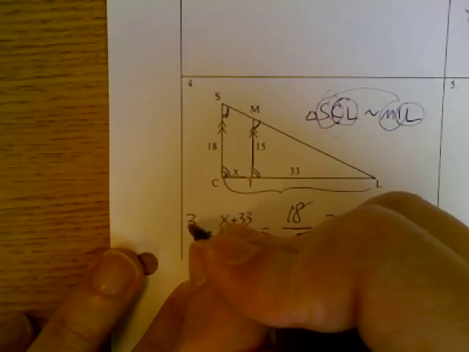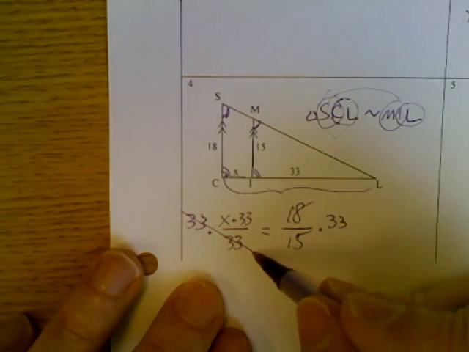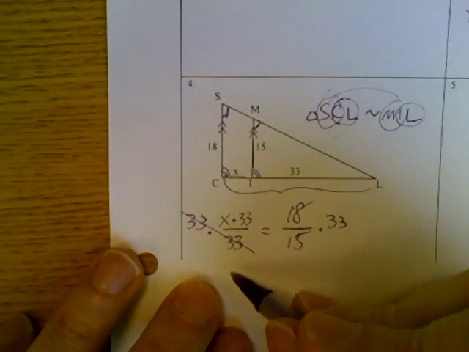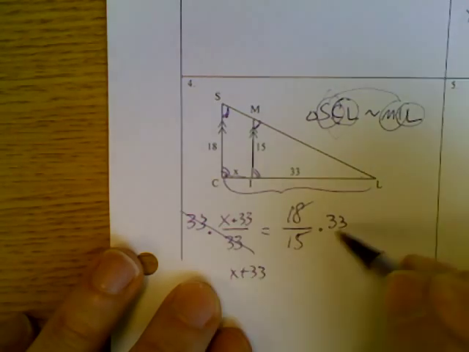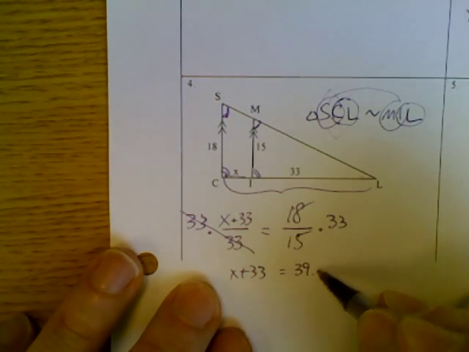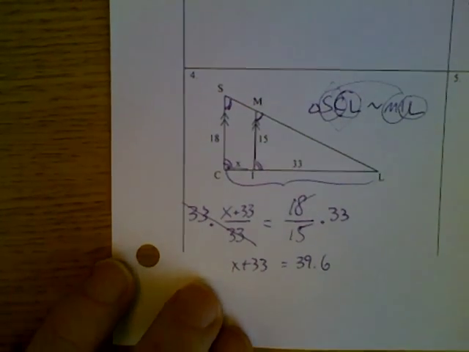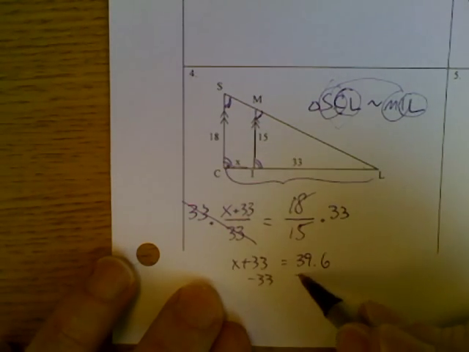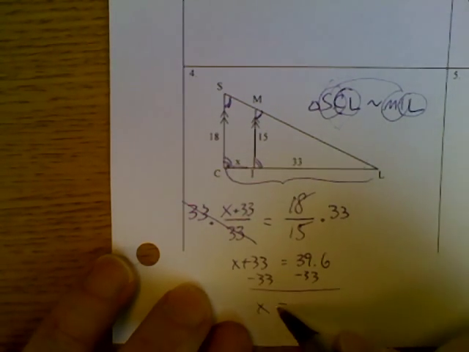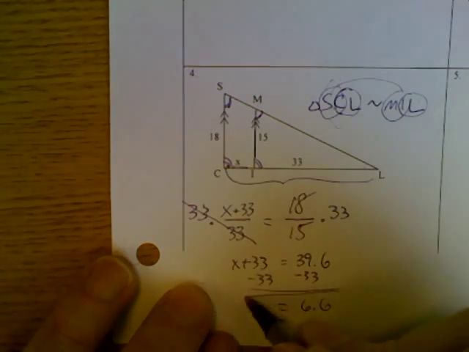I'm not going to cross multiply here. I'm instead going to multiply both sides by 33. Simplify that. 18 over 15 times 33 is 39.6. The calculator can do that for me. Subtract 33 from both sides, and you get x equals 6.6.